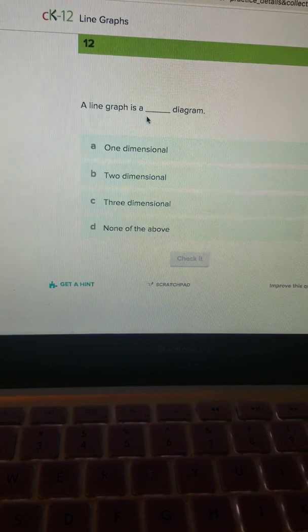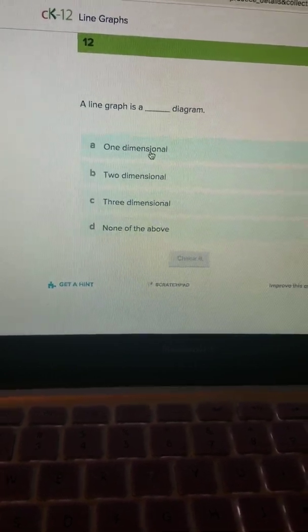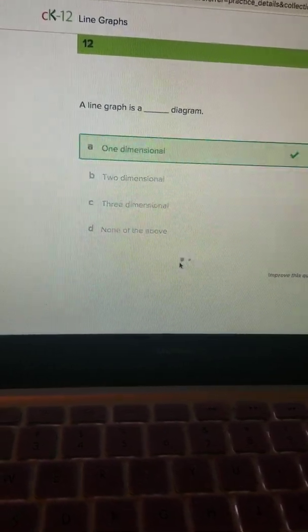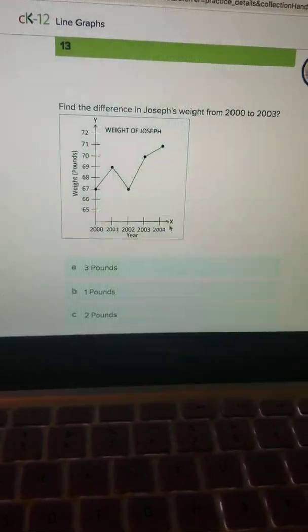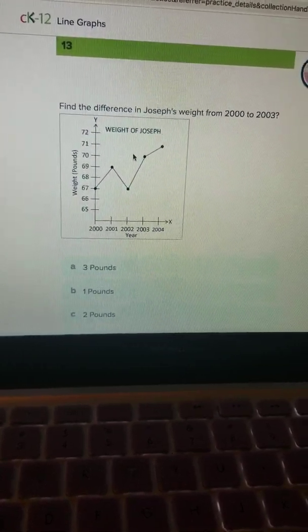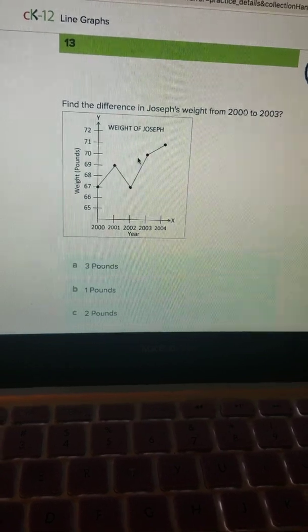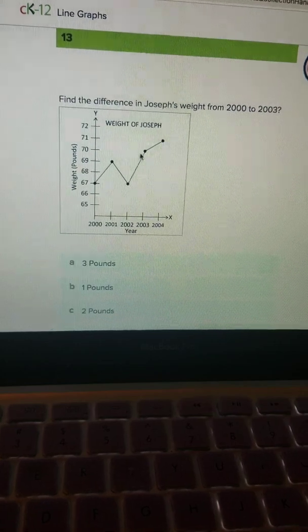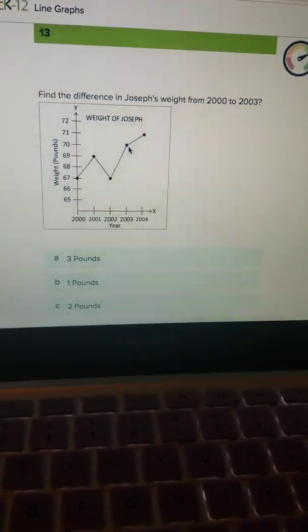A line graph is one-dimensional, two-dimensional, three, or none? One. Find the difference in his weight from 2003, which was approximately 70, and 2000, which was 67. The difference means to subtract, 70 minus 67. So, trusty calculator. 70 minus 67 is 3.